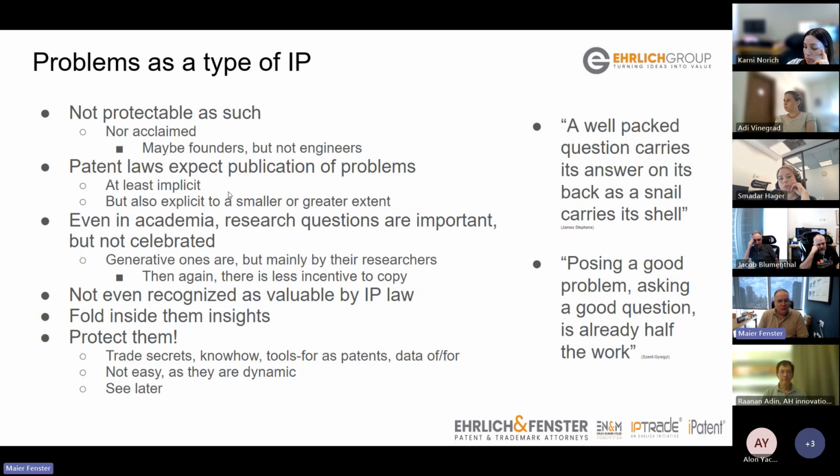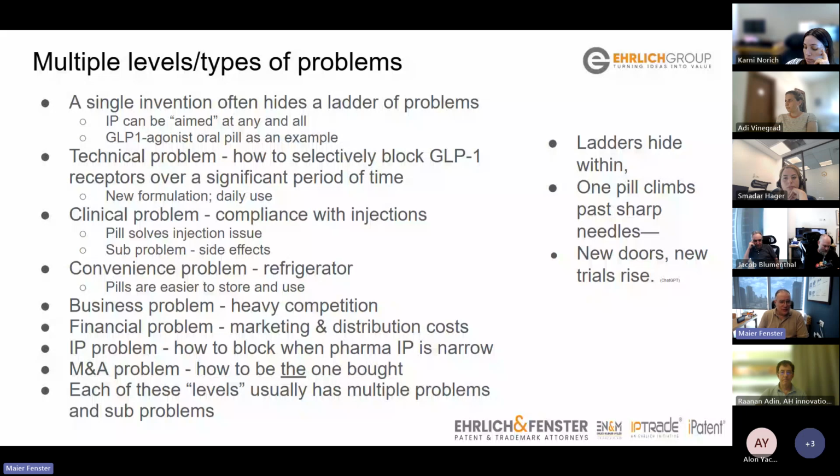What is a problem in a company? Even when you talk about a single invention, usually there's a whole ladder of problems, and I say ladder because it's not exactly different levels of abstraction, but different levels of what's of interest. And each one of these levels can have IP aimed at it. Let me give you an example.